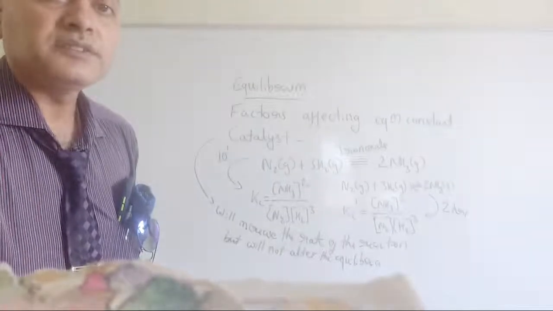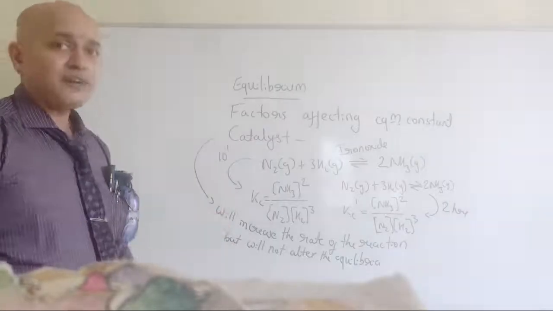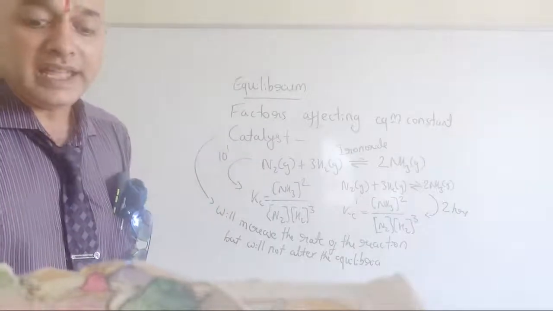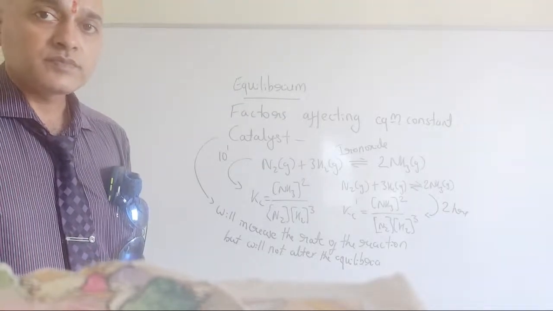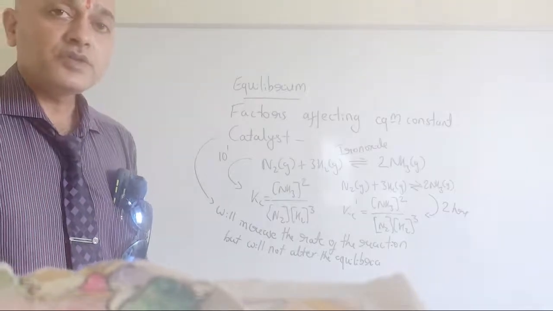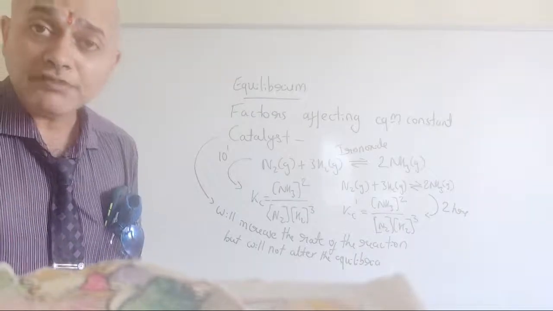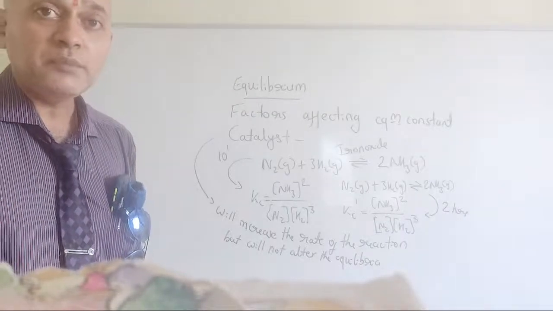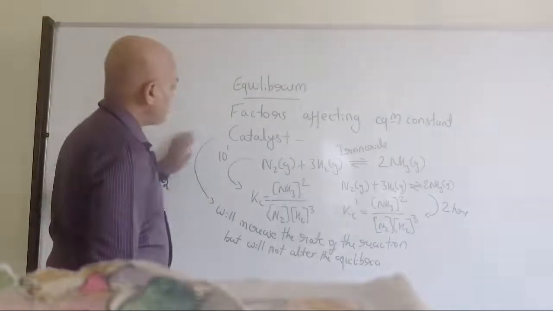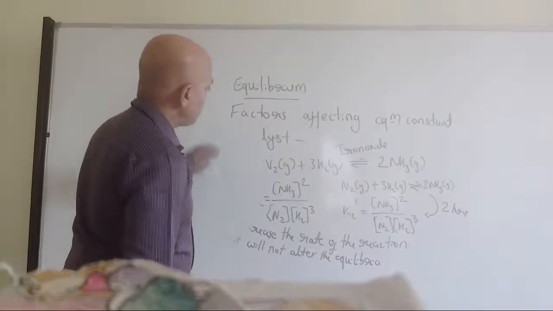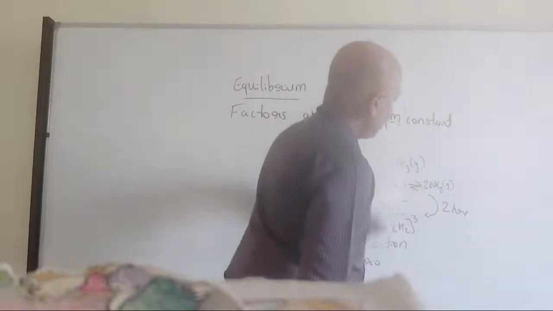Fine. So any doubts with respect to this one? With respect to the impact of catalyst on the chemical equilibrium, any doubts? Okay. So what is the impact of catalyst on equilibrium? It will help to attain the equilibrium at a faster rate, but it will not alter the equilibrium. Okay. So that is the impact of the catalyst on the equilibrium.